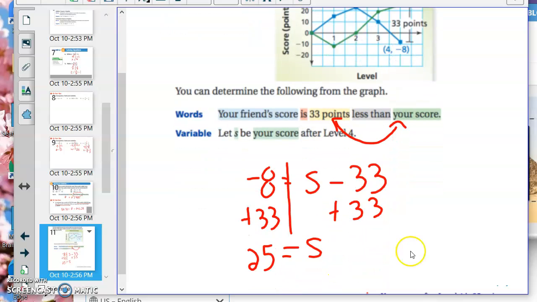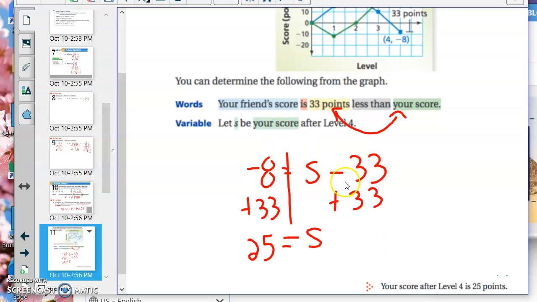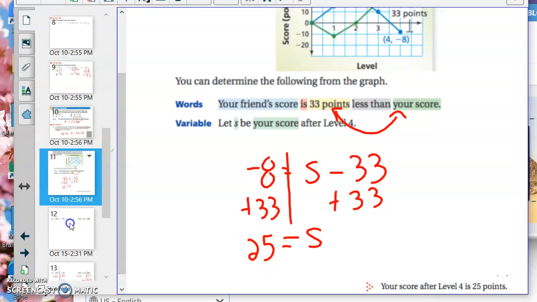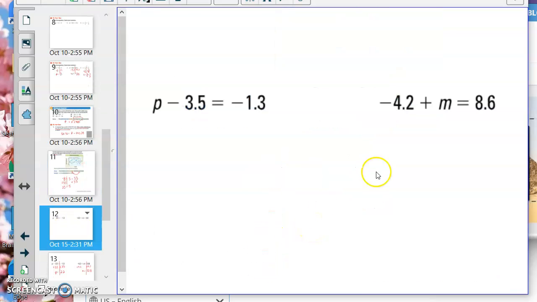Well, then to solve this one, I draw my line down the middle, I go to the side with the letter on it, and I see I'm subtracting 33, so I'd have to add 33 to both sides. Those are inverse operations, so they would cancel, and -8 plus 33, different signs, subtract, use the sign of the bigger number. Please pause the video and try answering those two on your own.